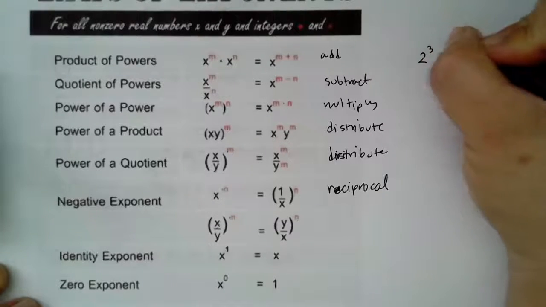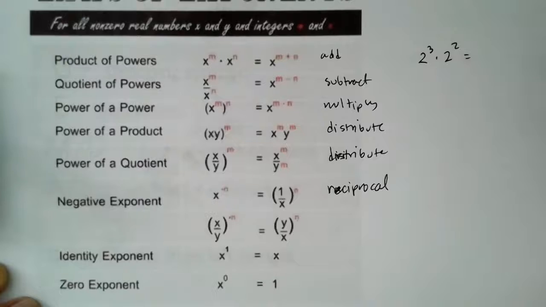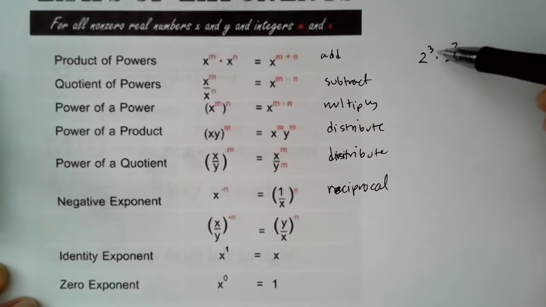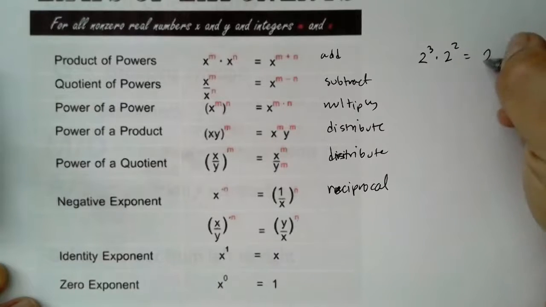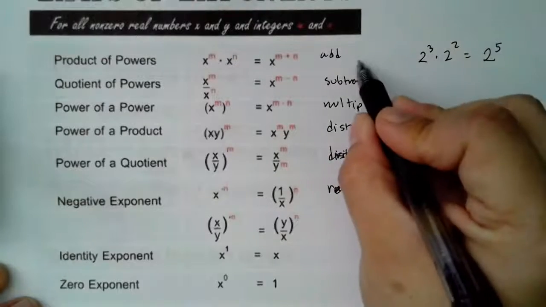Just take some examples. Let's say you want to multiply 2 cubed times 2 squared. This means 2 multiplied by itself 3 times, and this is 2 multiplied by itself twice. So together you're going to have 5. That would be an example of this.